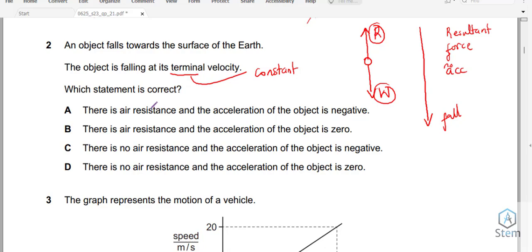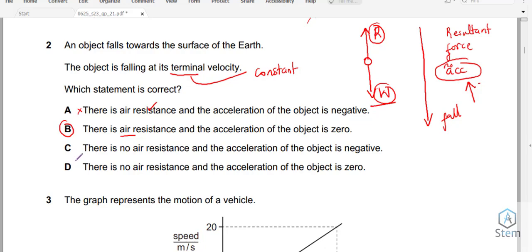Now let's look at the options given. There is air resistance, of course there is, and the acceleration of the object is negative. Well, we said no acceleration, so it's not correct. There is air resistance, and the acceleration of the object is 0. B is the correct answer. We do have air resistance, which has managed to balance out with weight. When the two balance, there is no acceleration. So that's why B is correct.